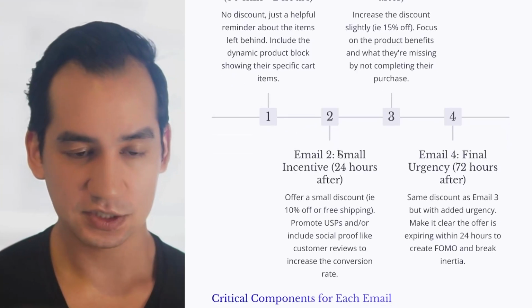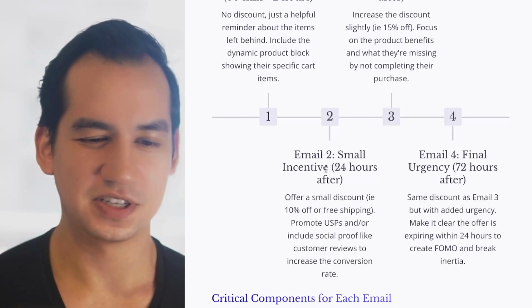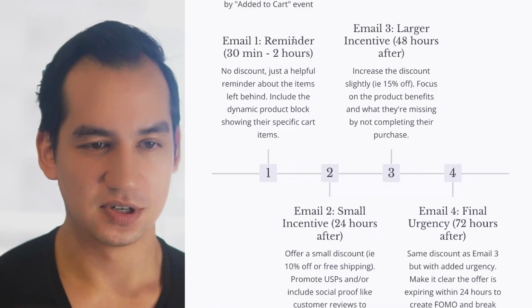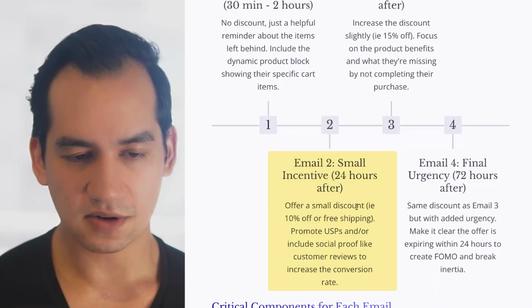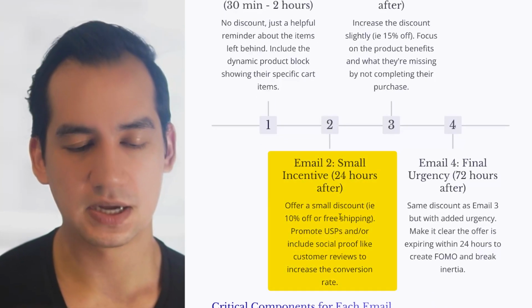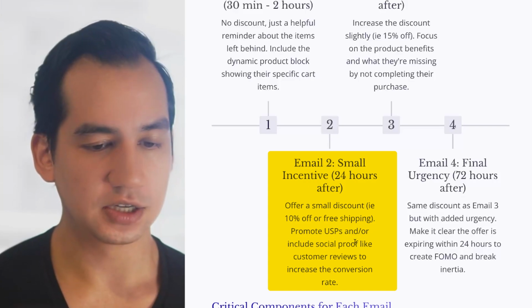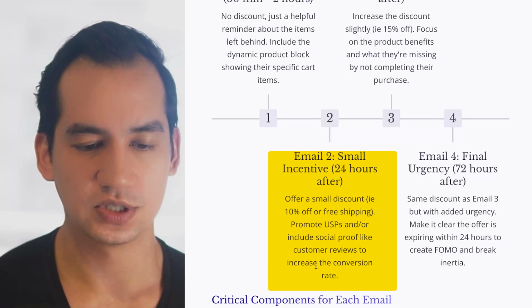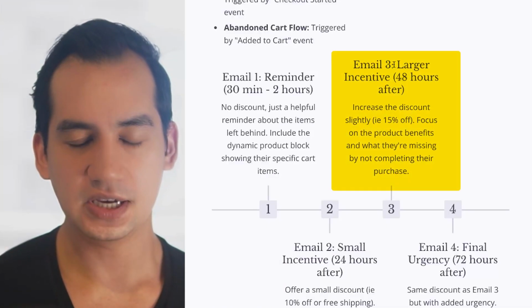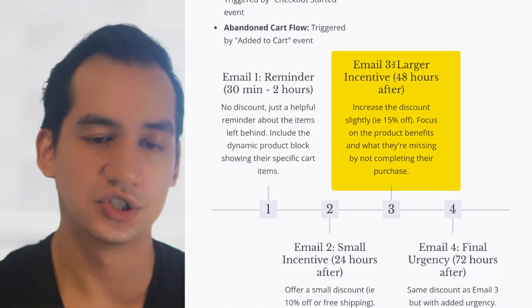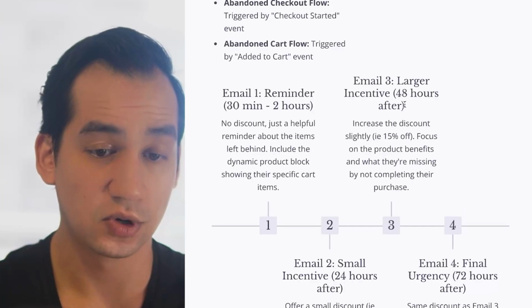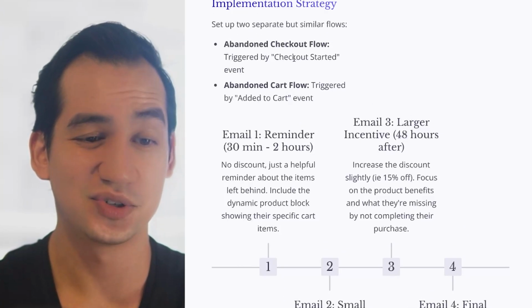Email 2, this one is going to include a small incentive, and you're going to send this 24 hours after they triggered the event. Offer a small discount, so for example 10% off or free shipping. Promote your unique selling points and/or include social proof like customer reviews to increase the conversion rates. Email 3, this one's going to include a larger incentive. This one you send 48 hours after they triggered the flow.